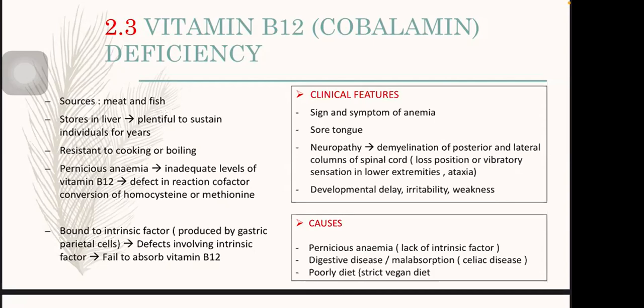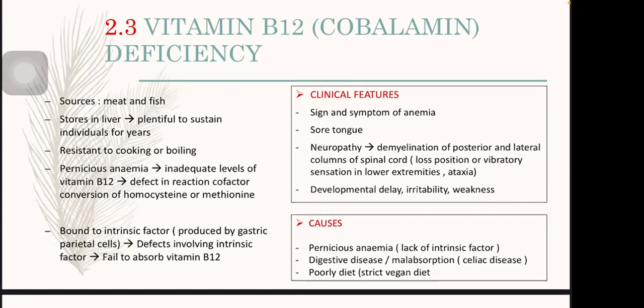Pernicious anemia is the term used to describe vitamin B12 deficiency resulting from inadequate gastric production or defective function of intrinsic factor. The function of intrinsic factor is to absorb vitamin B12, so vitamin B12 is bound to intrinsic factor. Due to a defect in the intrinsic factor, it can fail to absorb vitamin B12.